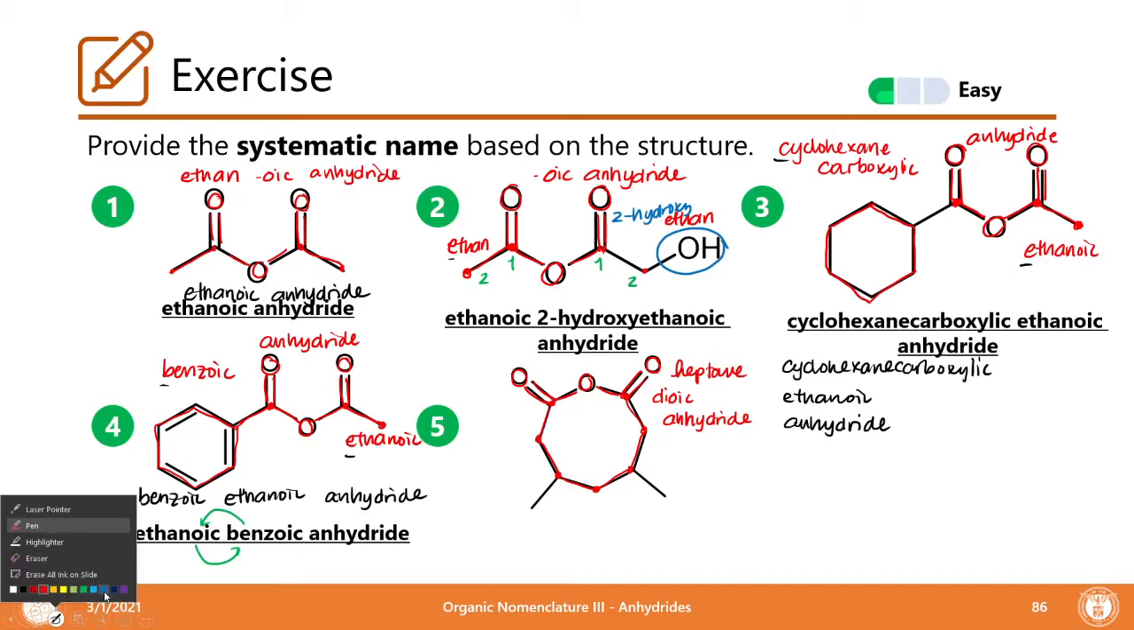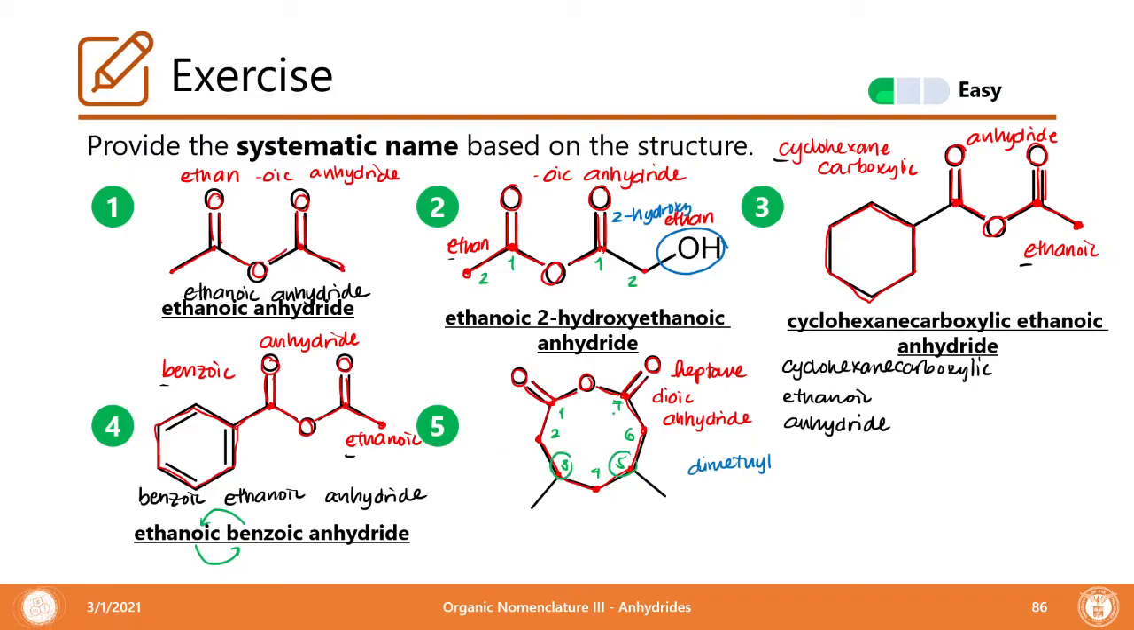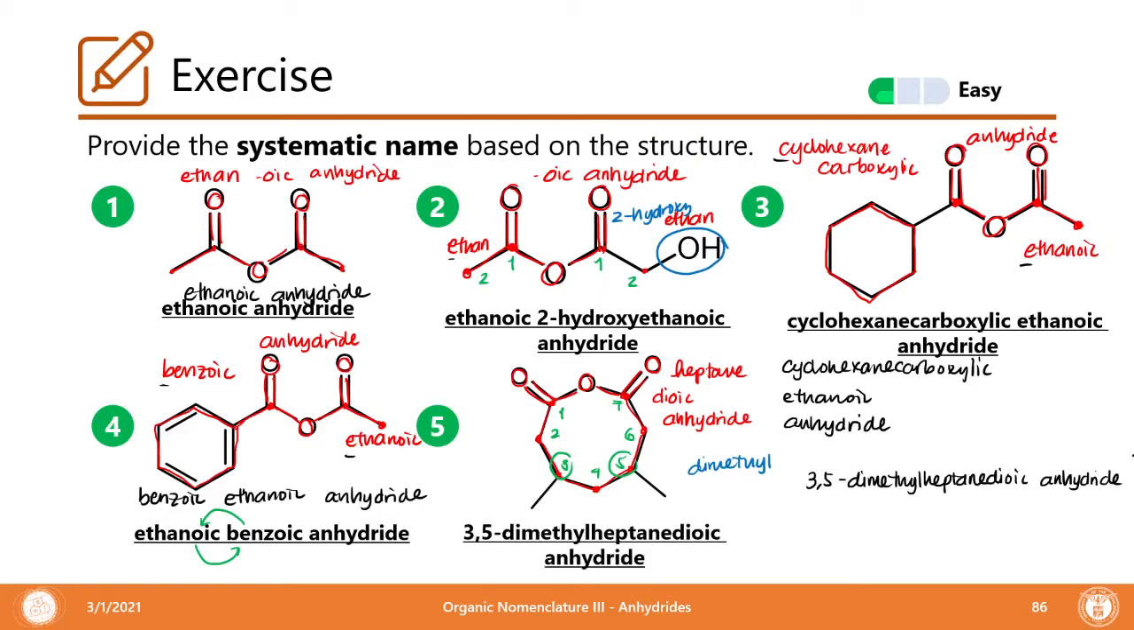And then we have methyl groups, 2 of them, dimethyl. Okay, you can start with any direction since it's symmetrical. 1, 2, 3, 4, 5, 6, and 7. So at positions 3 and 5, our dimethyl is there. So our final name is 3,5-dimethyl heptane dioic anhydride.